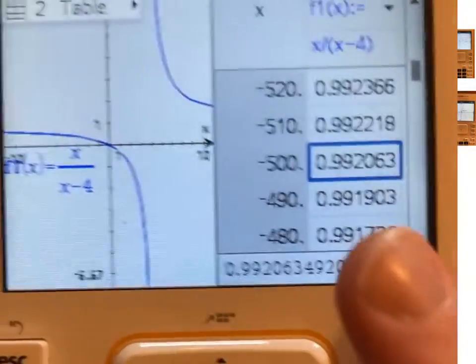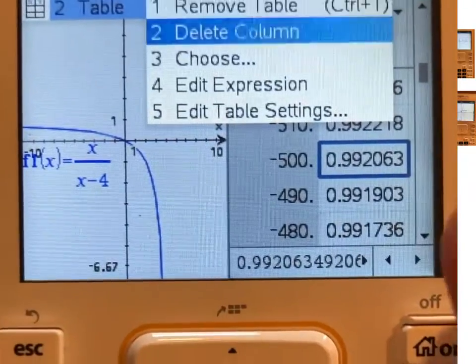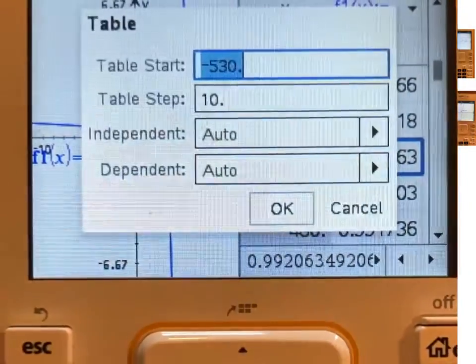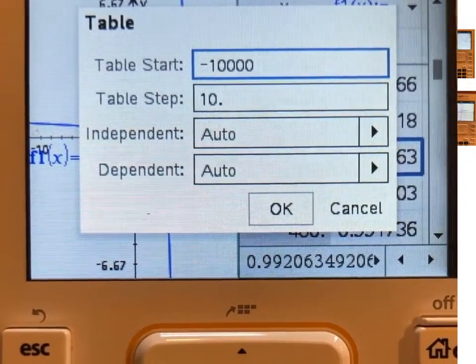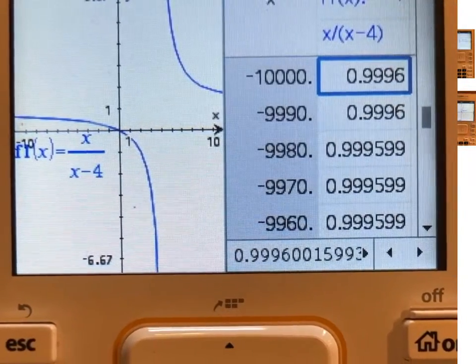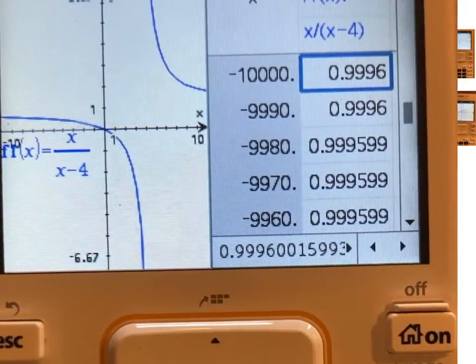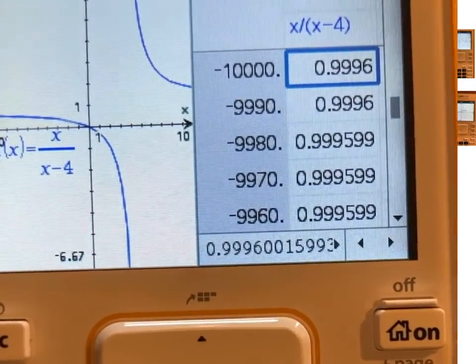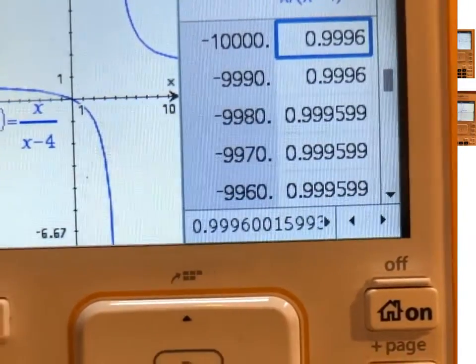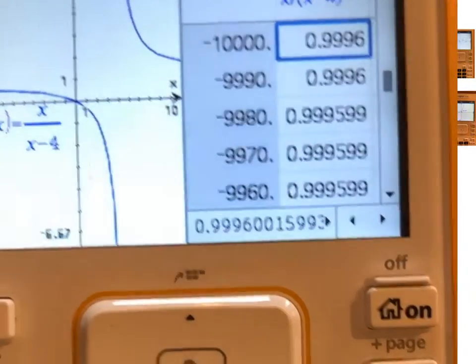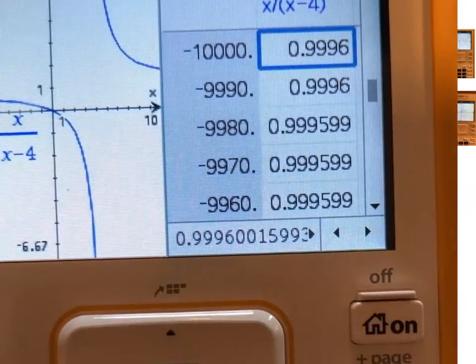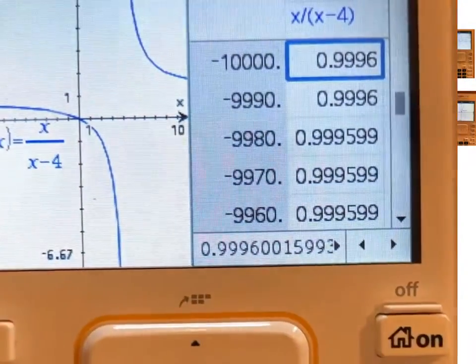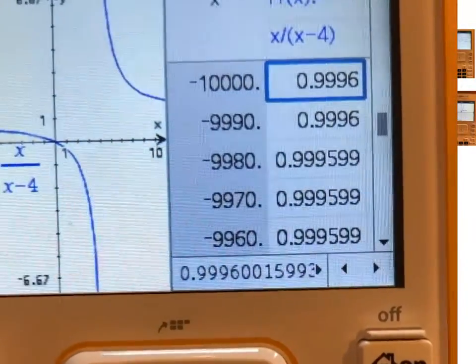Okay, if you wanted to, we could jump all the way to like negative 10,000 and see what that value is at. 0.9996. So as you can tell, whenever my x is at negative 10,000, which is a really big number, my y value is at 0.9996. So it's getting really, really close to 1. Now let's switch and go to the right side.